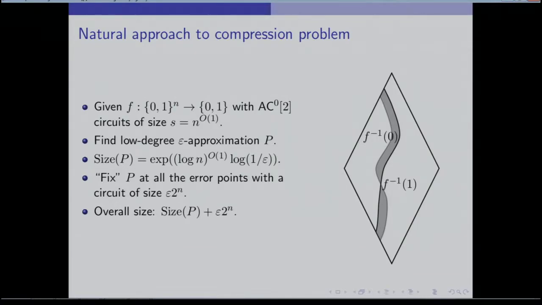Yeah, and the only problem with this approach is this step 2. Okay, so how do you find this polynomial p? It's not clear how to find this polynomial p. So this was the approach suggested by Chen et al. already. And it's not really clear how to find this polynomial p.